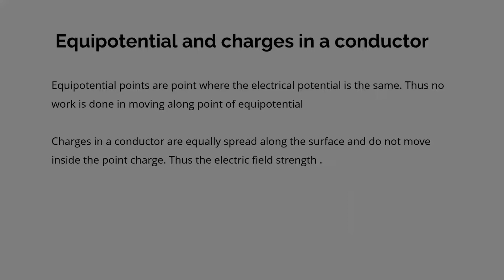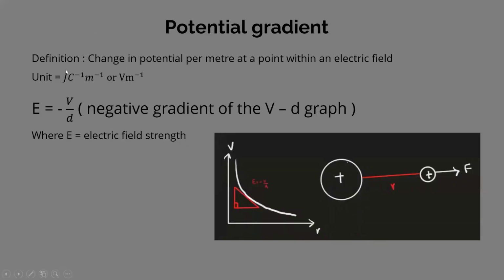Charges in a conductor are equally spread along the surface, and they do not move inside the conductor. This is somewhat related to Gauss's theorem. However, you don't need to know that for A levels, but you just need to know that the charges in the conductor do not move inside the conductor, and they're equally spread along the surface. Thus, the electric field strength is 0 or constant inside the conductor.